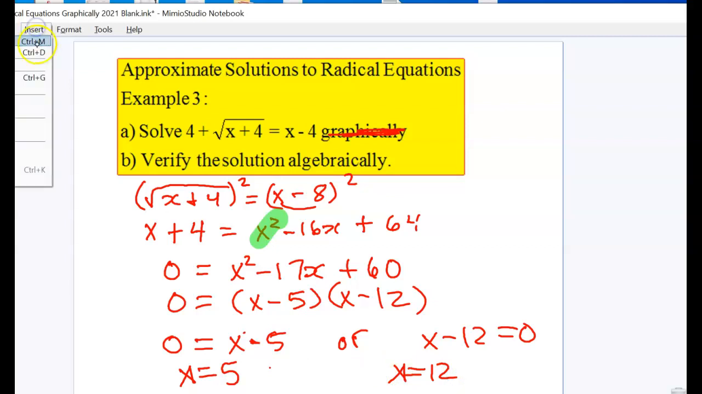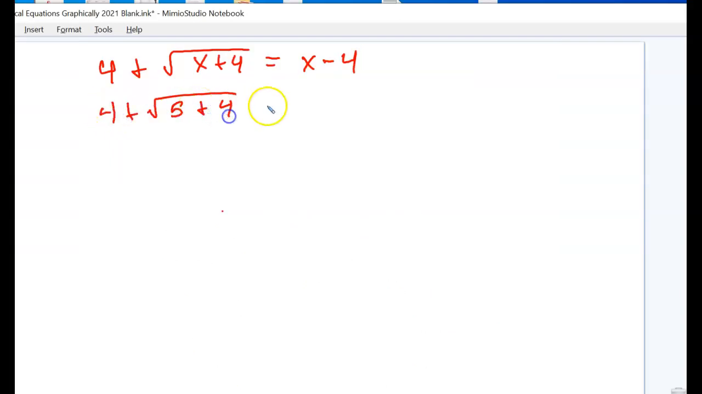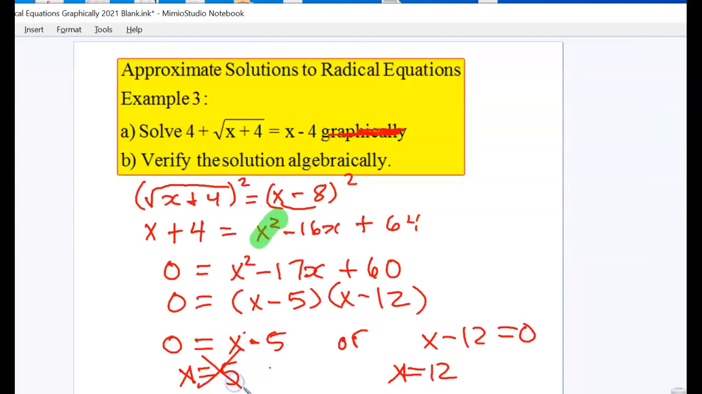Again, we want to verify that these are accurate. So we're going to go back to our original equation, which is 4 plus the square root of x plus 4. Does that equal x minus 4? We will substitute in 5. So 4 plus the square root of 5 plus 4. Does that equal 5 minus 4? Well, this ends up being 4 plus the square root of 9, which is 3. This does not equal, so this is not a valid solution.